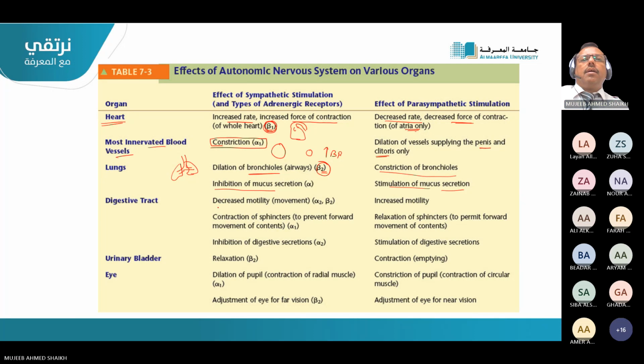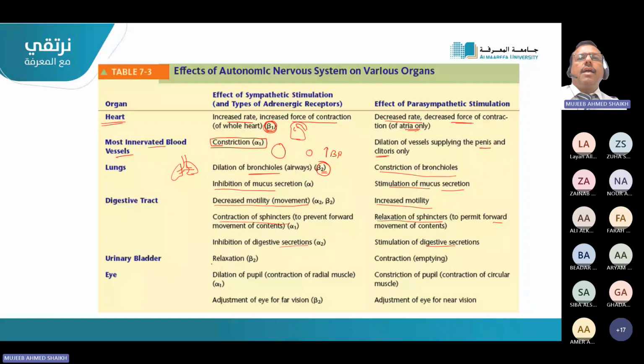Digestive tract. By sympathetic stimulation, there will be decreased movement or decreased motility of the GIT, as well as constriction or contraction of the sphincter to slow down the exit of the GI content. Parasympathetic will cause increased motility and relaxation of the sphincter. So forward movement of the GI content will be possible in parasympathetic. And digestive secretion will be inhibited in the sympathetic system, stimulated in the parasympathetic system.